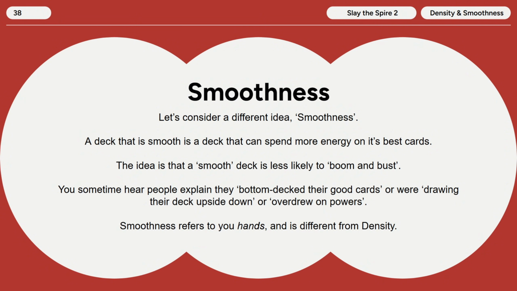Smoothness is going to refer to your hands, and it's different from density. And we're going to aggregate smoothness over the course of many hands, over the course of the expression of the whole deck. I'm sure any listener and any player has a notion of what it means when they say the deck is running smoothly or the deck isn't running smoothly. It's much more difficult to quantify the idea, but that's what I'm going to attempt to do today.